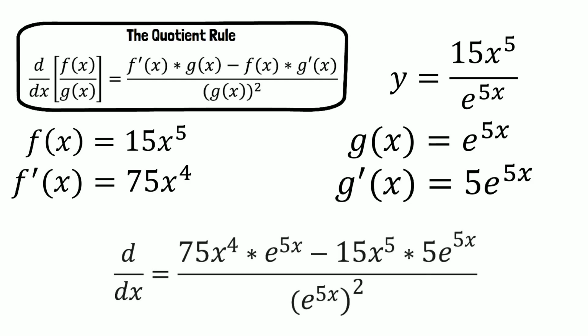We can now fill in the formula of the quotient rule. This gives us 75x raised to the power 4 multiplied by e raised to the power 5x minus 15x raised to the power 5 multiplied by 5e raised to the power 5x, which is then divided by (e raised to the power 5x) squared. This is the final answer.